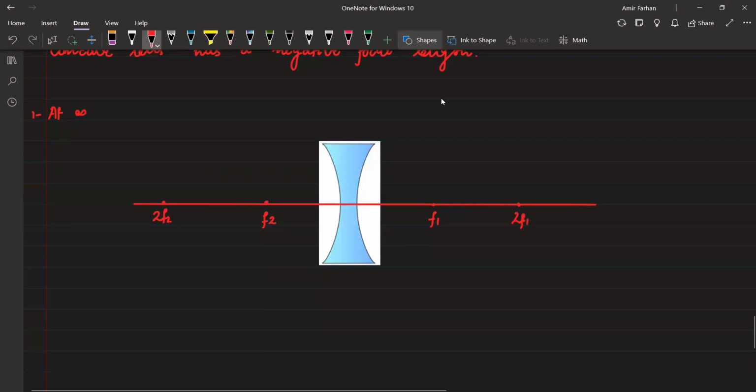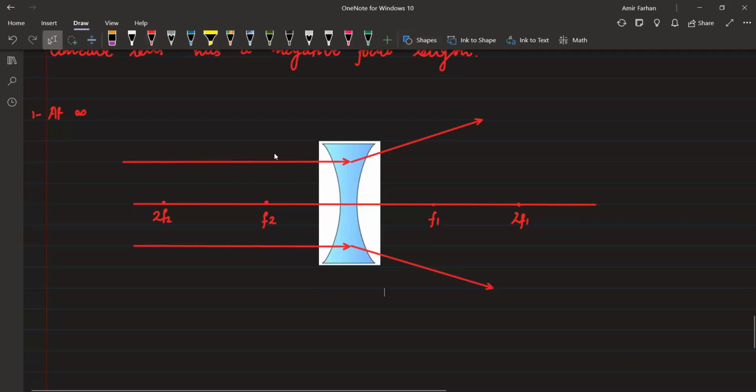The rays are basically coming from infinity, so they are parallel to the principal axis. And what will happen is that they will diverge out due to the diverging nature of the lens. Clear, everyone? Yes, sir.